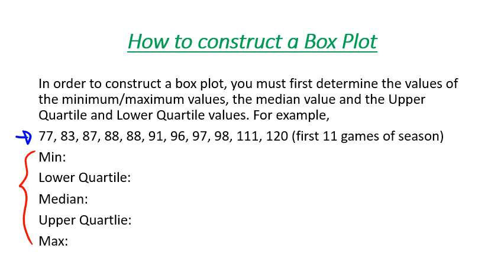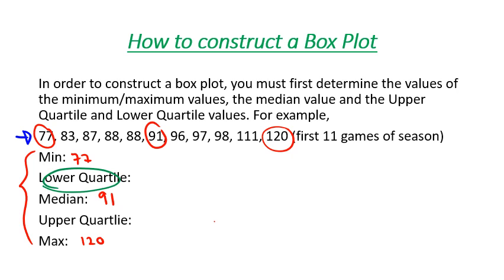It's really important that the first thing you do is put everything in numerical order, and then we can start filling in our values. We know the minimum value is 77 because it's the lowest. We know the highest value is 120, so that's the max. So straight away we can do that. We're looking at the middle value. If we count along, we know there's 11 games, so the middle value is going to be the 6th game, which gives us a value of 91. So 91 is in the middle.